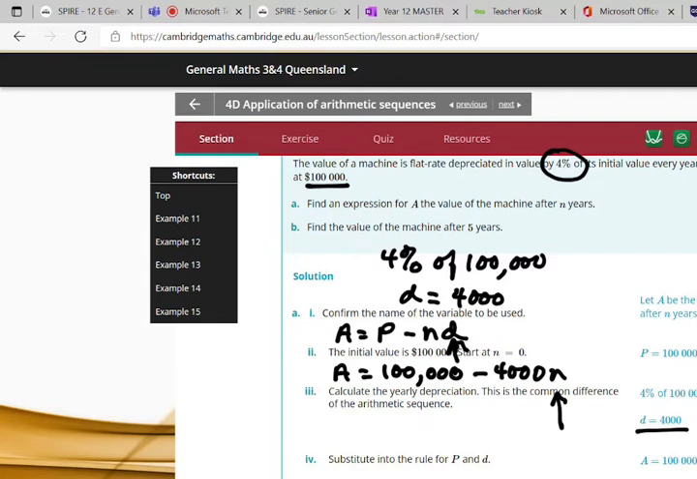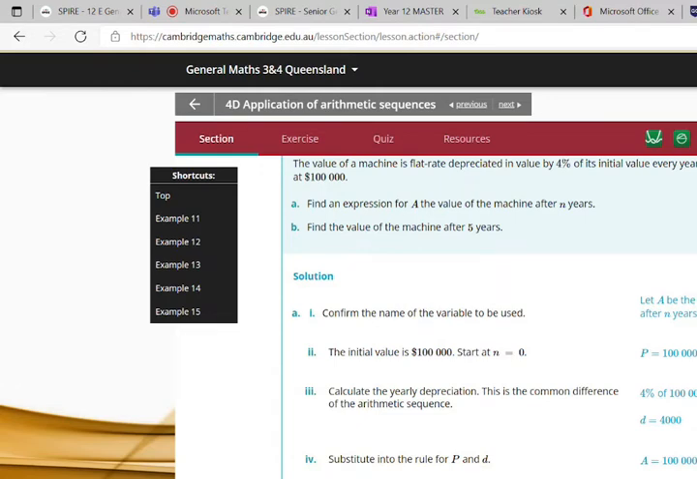First, you're going to find your D. You're going to plug that into your formula. And then answer the question based on the number of years. Okay? So fairly straightforward.